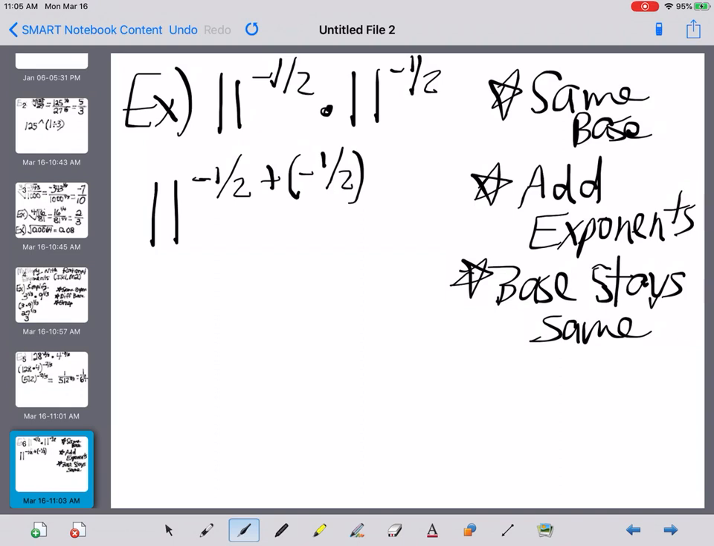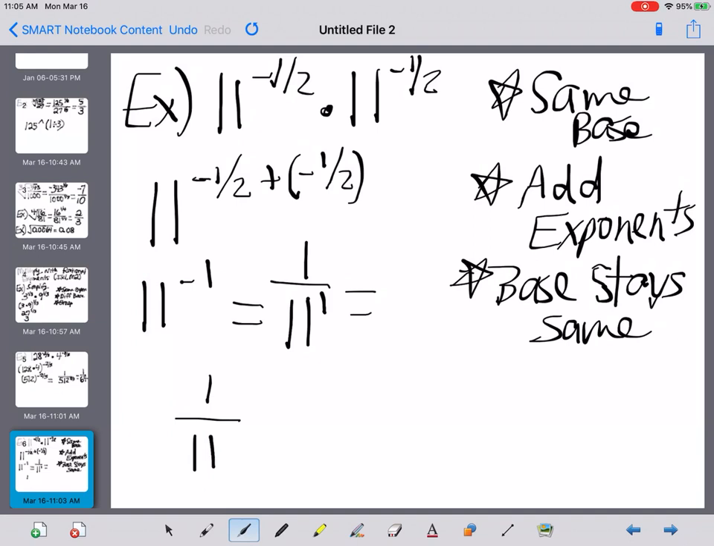So I know that's going to be a negative 1/2 minus 1/2, so it's going to be 11 to the negative 1 power. Now, just like in the last example, I don't want any negative exponents, so this is going to be 1. I'm going to move the 11 to the bottom. So it's going to be 1 over 11 to the first, which is basically just 1 over 11. So that would be my answer on that one.